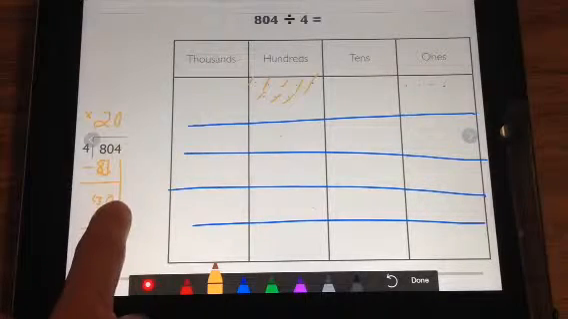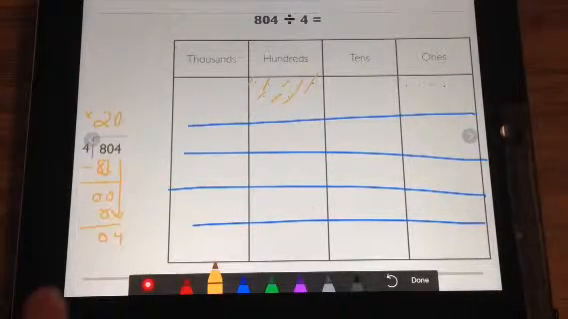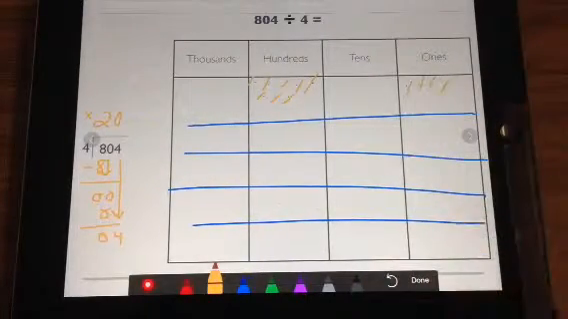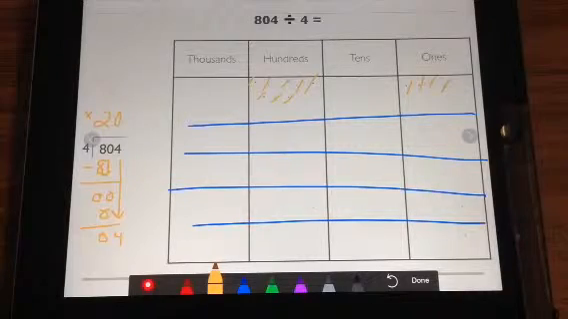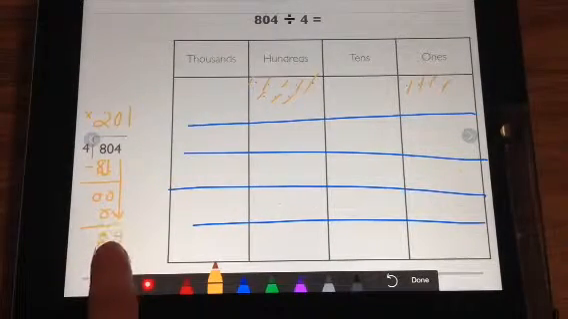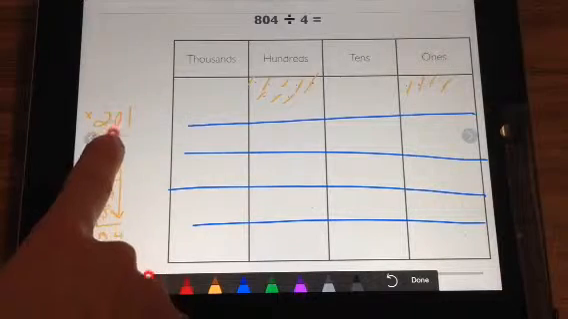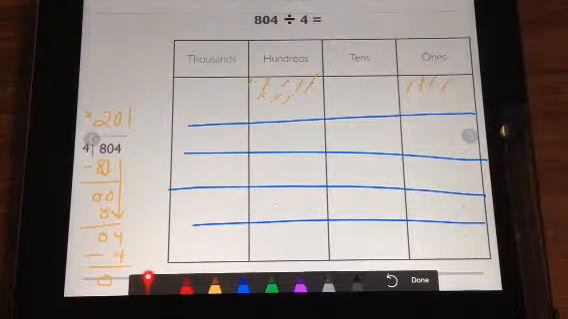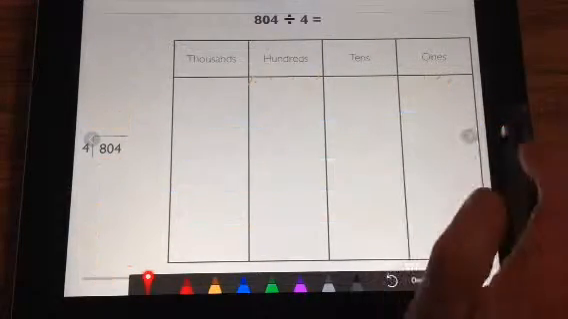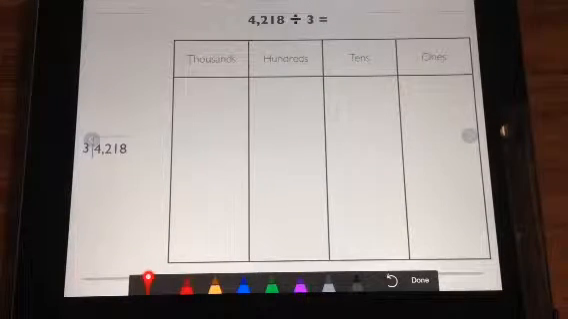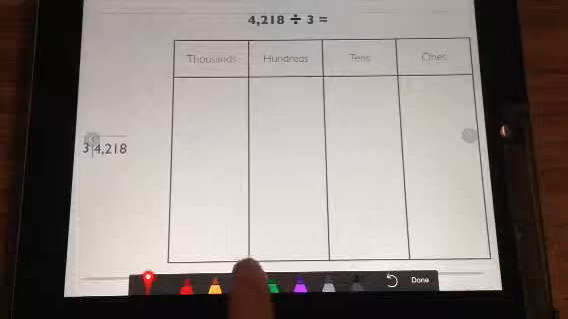Now I can go to my last place, which is my ones place. I have 4. If I pass them out, it shows me that 4 ones go into 4 groups 1 time. 1 times 4 is 4. I have no remaining. But you cannot forget that 0, because if you do, your answer would have been 21. And that is a whole lot different than 201. Whoops. And our last one is 4,218 divided by 3.